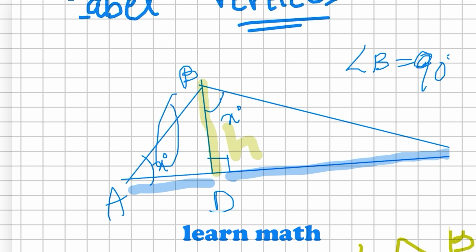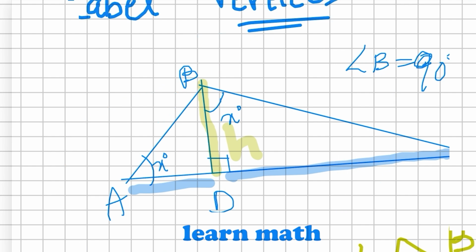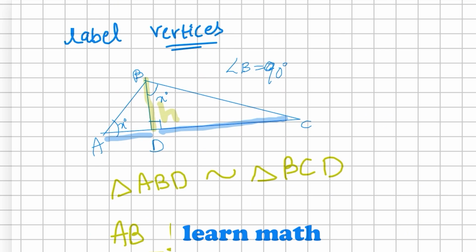What happens when you compare this one with the larger one? Are they similar? How? You have the 90 degrees, and the small one and the larger one share one common angle, the angle A, x degrees.